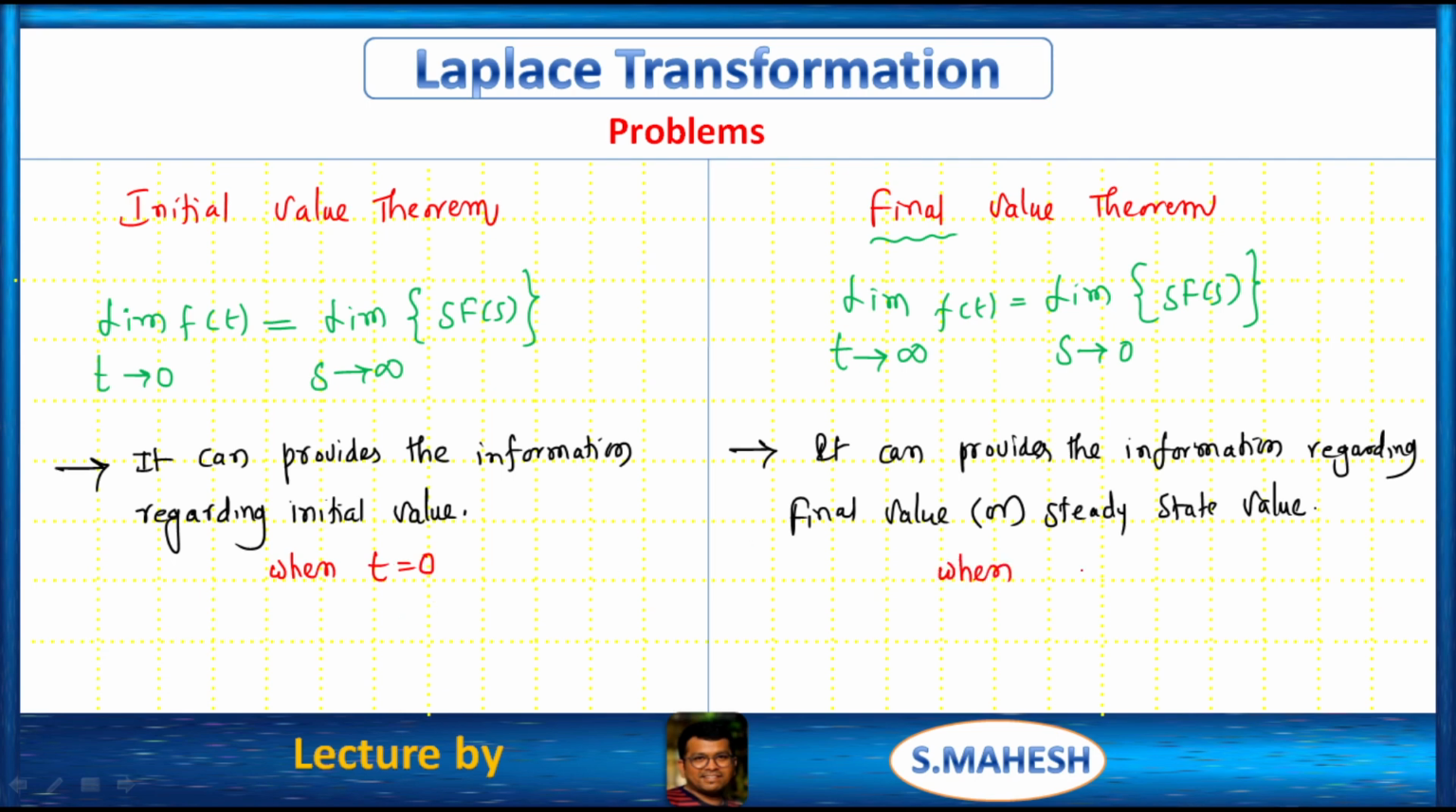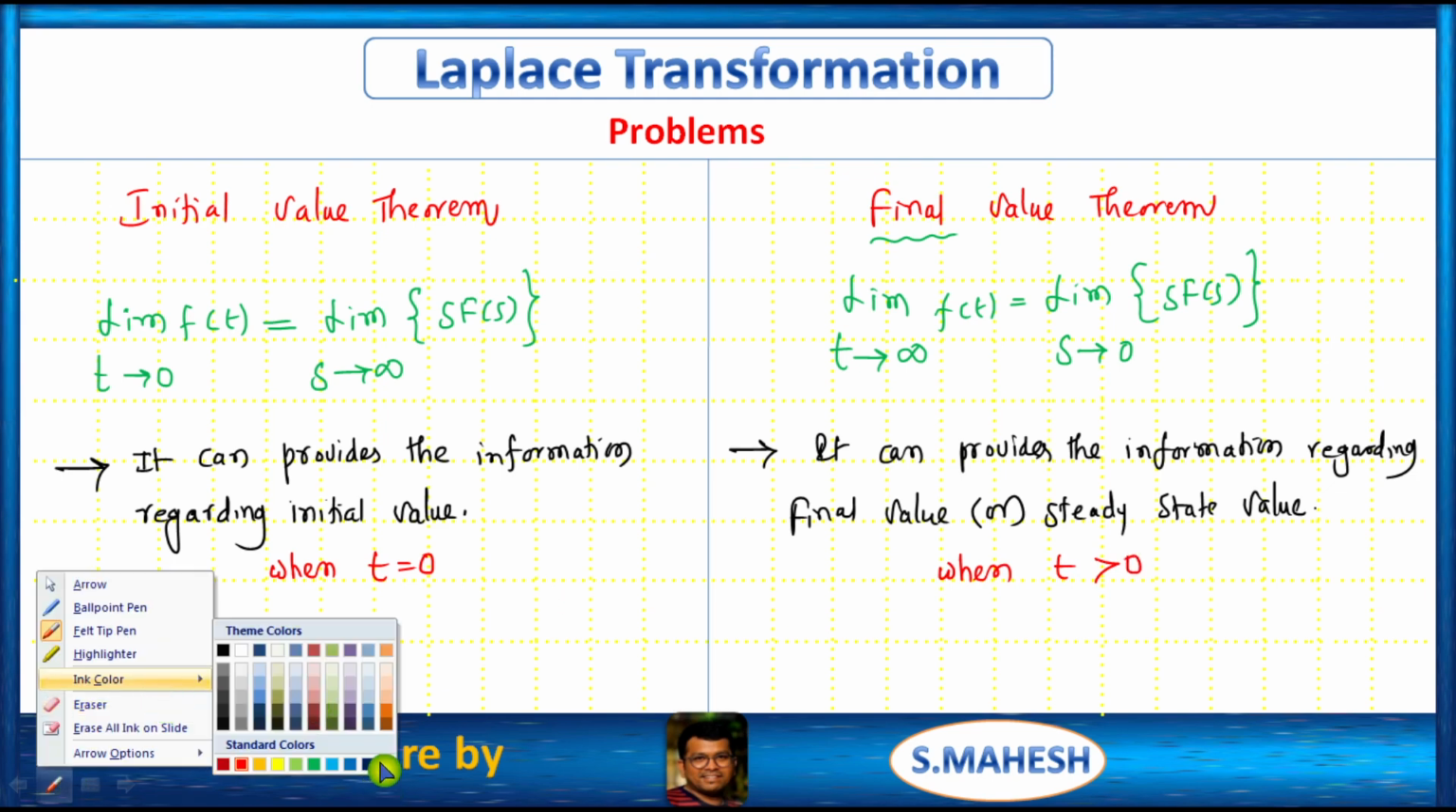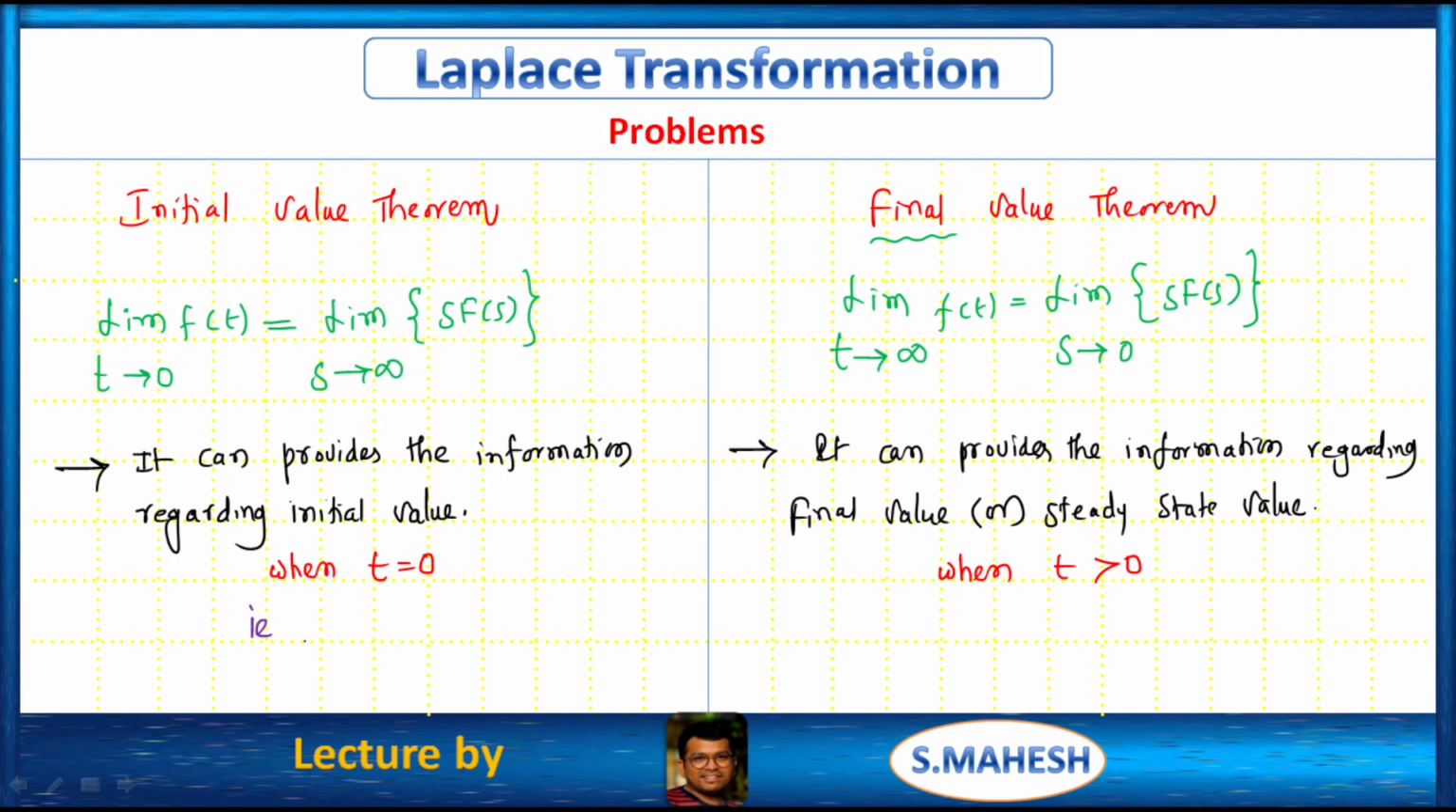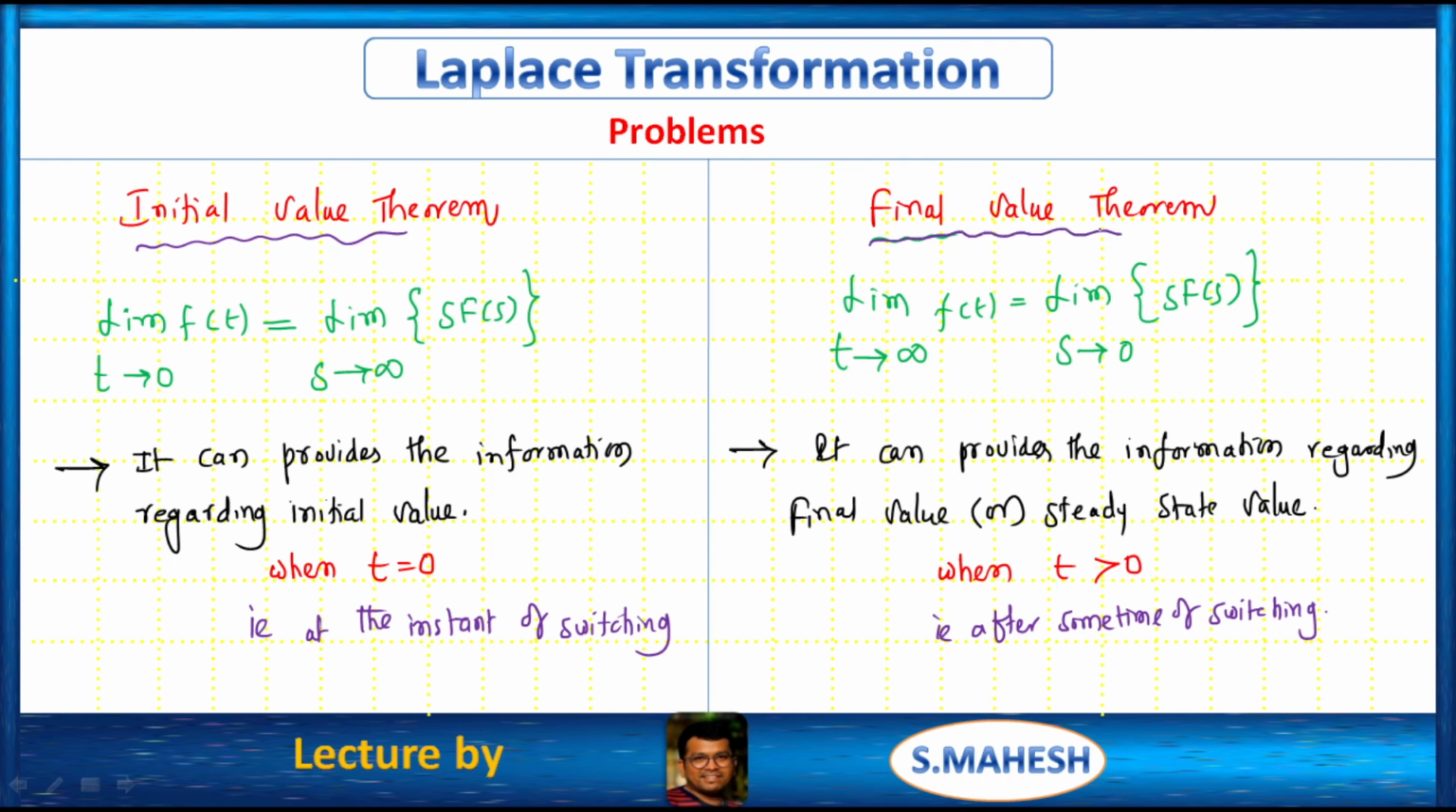What? When t is more than 0, that is after some time of switching. That's it. This is about the initial value theorem, and this is about the final value theorem.